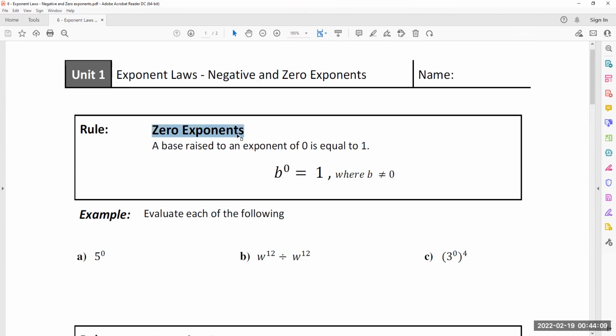If you have a zero exponent, so any base to the power of zero, it's always going to equal one, guaranteed. So you can give me like negative 5,000 to the power of zero, it's going to equal one. You can give me 99999 to the power of zero, it's going to equal one, always. Okay, that's the first lesson.